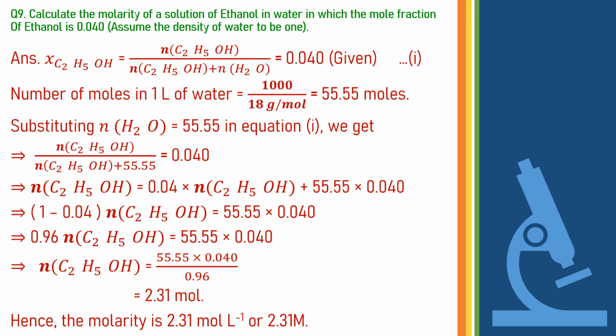So here we have the number of moles of C2H5OH in 1 liter of water. So we can say that this is the molarity of ethanol. The molarity is 2.31 mole per liter or 2.31 M. Capital M can denote molarity as well. The question itself asks to find the molarity of the solution of ethanol, so we have just calculated the molarity of the solution of ethanol in water. I hope you have understood this one.